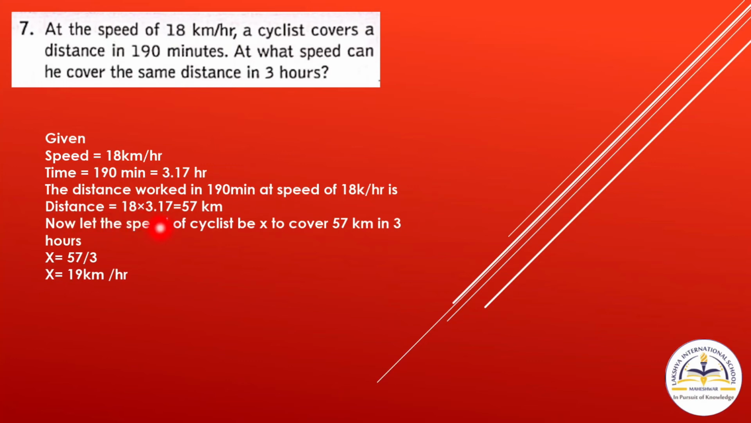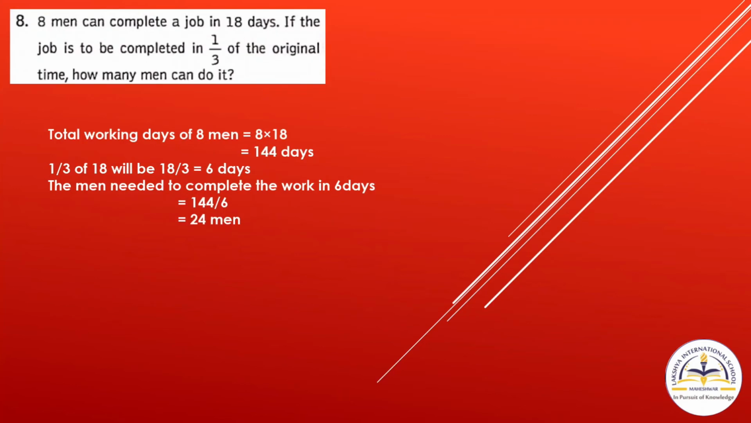18 multiplied by 3.17, that is 57 km. Now let the speed of the cyclist be x to cover 57 km in 3 hours. So we have to divide 57 by 3. That will be 19 km per hour.